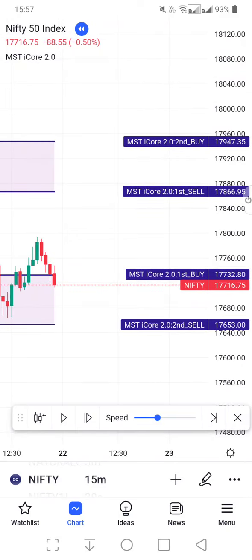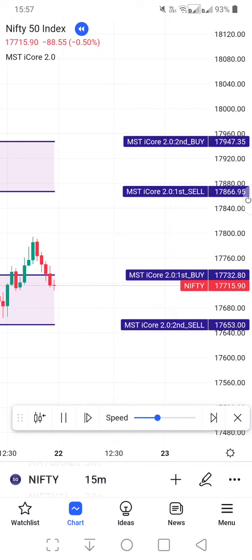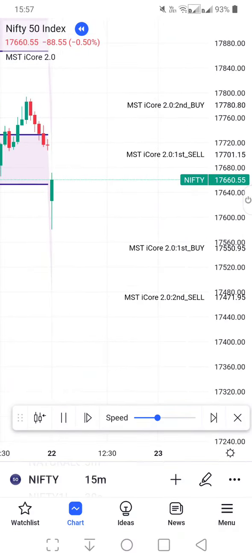Today the market was very different in Nifty. In the beginning there was a big fall, then suddenly it bounced back. So let us see how our indicator has worked in this type of market. Assume that I have started the market to run now. The market has just opened now.